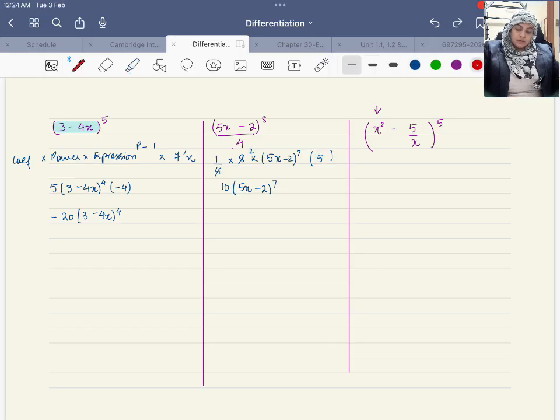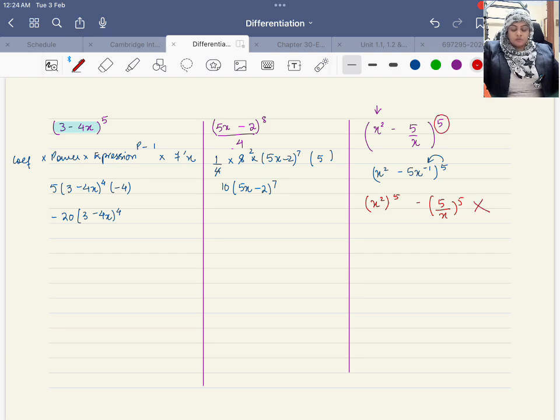Now the next one, what do we do with this? We bring this x in the numerator first before we differentiate. X squared minus 5x to the power minus 1 whole to the power 5. The mistake that students do is they try to open this bracket, which we cannot. We actually can, but it cannot be opened like x squared to the power 5 minus 5 upon x to the power 5. No, that's wrong.